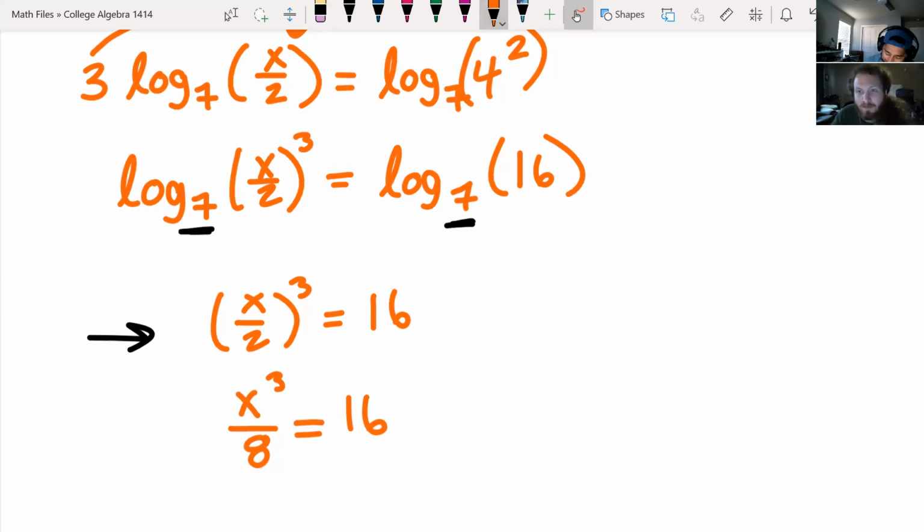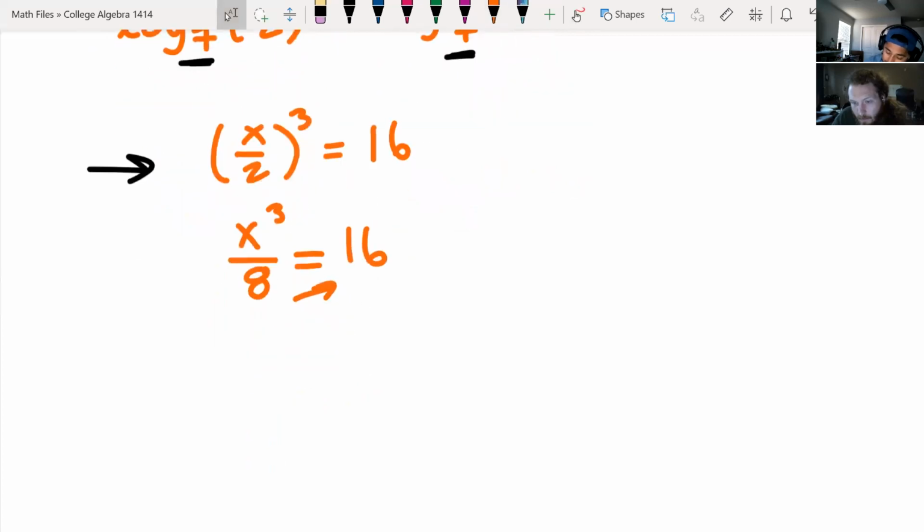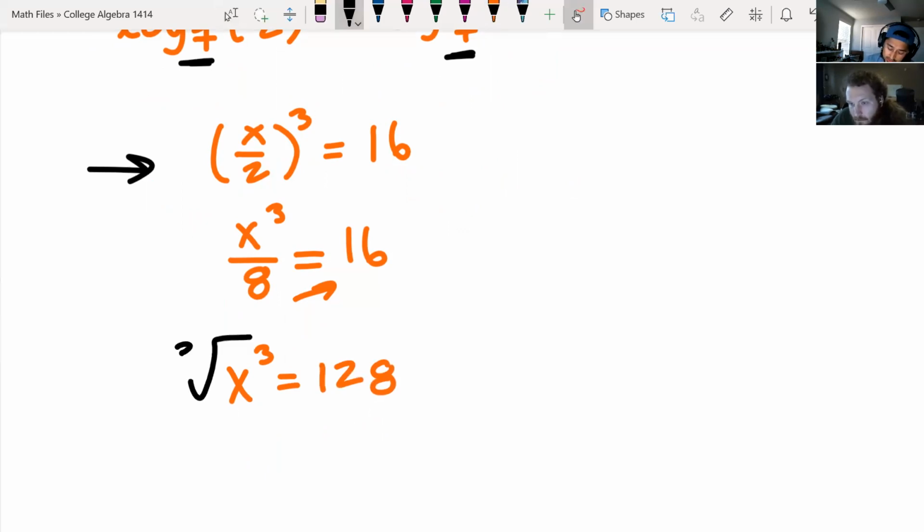All right, perfect. So I cube the left side, and I move that 8 over to the right. And 16 times 8 gives me 128, right? I think so. Yeah, 128. Okay. And now we cube root both sides.